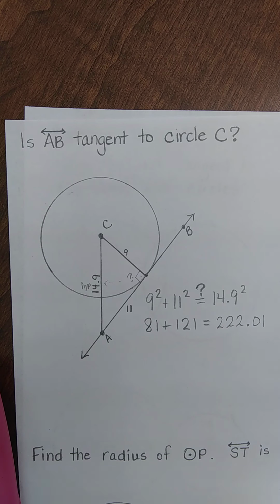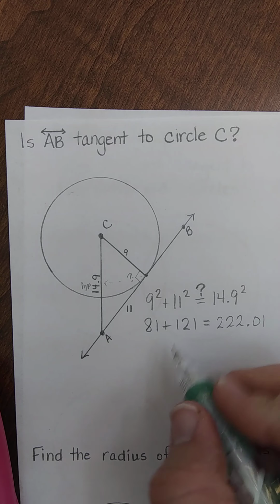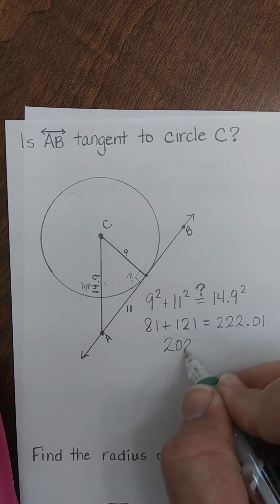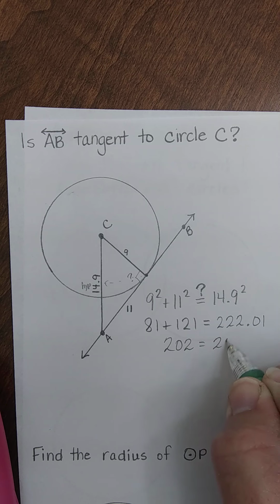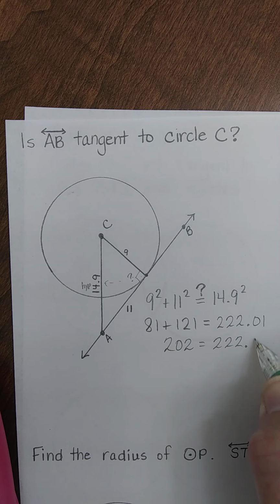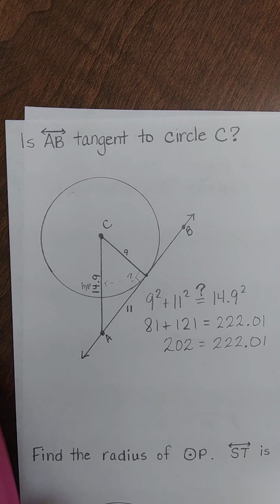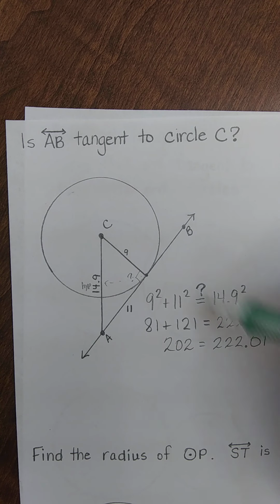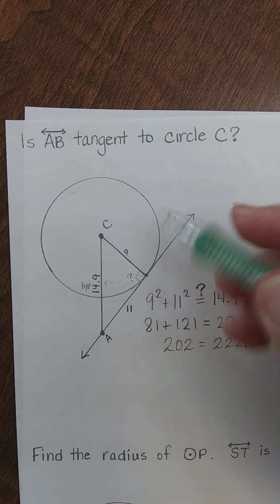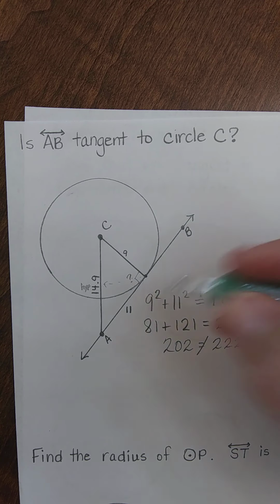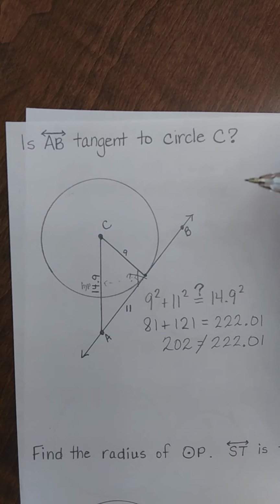And then we're going to add those together. I don't want to get that wrong, so since the calculator's hanging out here, I've got 20² equaling 222.01. So if those are not equal, then this is not a right triangle, because the Pythagorean theorem has to be true. So if these are not equal, then this cannot be a right triangle.